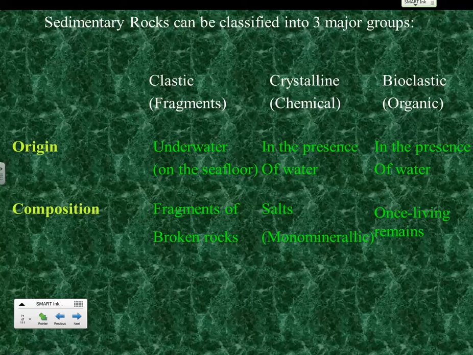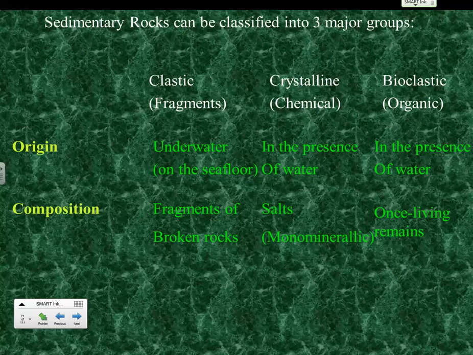Their composition, for the clastic rocks, they're always made of fragments of other broken rocks. They're not made of dead stuff. They're not made of salts at the bottom of the seafloor. These are made from literally rocks that are broken up and glued together to form another kind of rock.